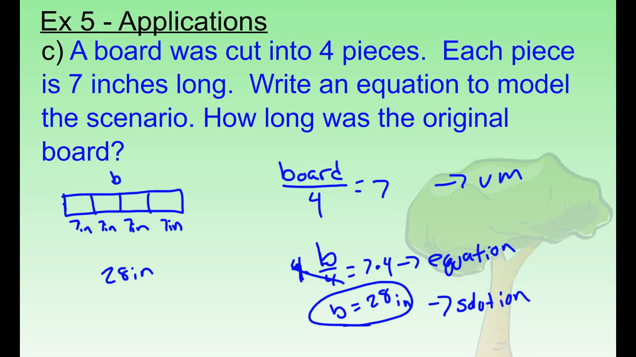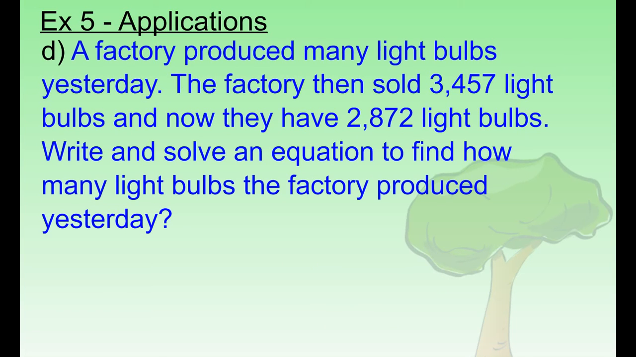All right, last problem for the day. It says a factory produced many light bulbs yesterday. The factory then sold 3,457 light bulbs. And now they have 2,872 light bulbs. Write and solve an equation to find how many light bulbs the factory produced yesterday. Go ahead, pause the video, make yourself a verbal model, write out your equation, solve your equation, find your answer. When you're ready to continue, hit play. We'll go through it together.